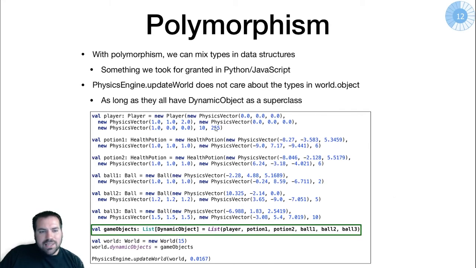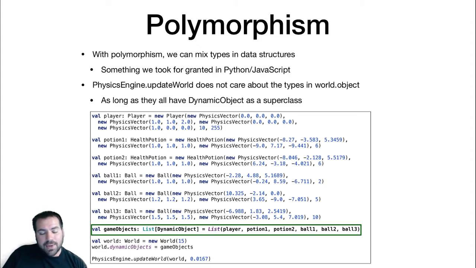So now, this is a lot of code, but it's mostly cut and paste. It's creating a bunch of objects. So don't get shocked at me throwing a bunch of code at you here. So now, what we can do, I have players that extend dynamic object, I have health potions that extend dynamic object, and I have balls that extend dynamic object. So in a very real sense, players, health potions, and balls, any objects of these types, are dynamic objects.